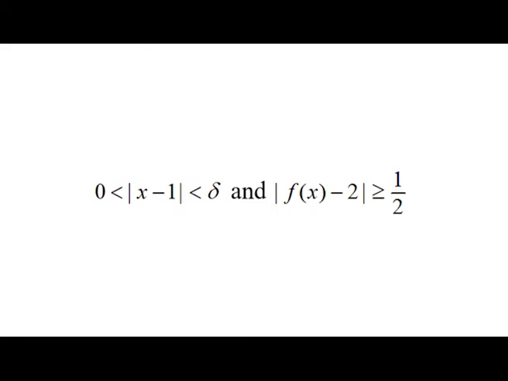That is, for any delta greater than 0, there is an x equal to 1 − delta/2 such that 0 < |x − 1| < delta and |f(x) − 2| ≥ 1/2. This shows that the limit of f(x) as x approaches 1 is not equal to 2.